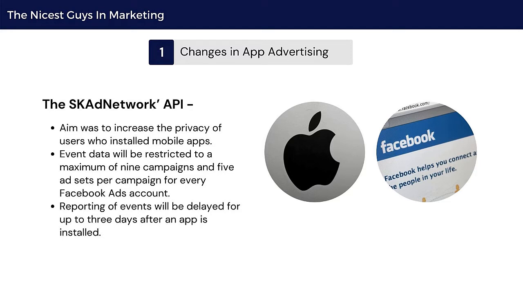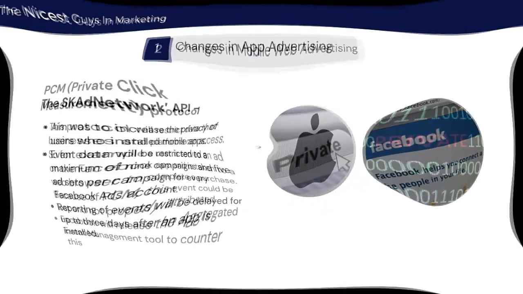Those of you who are running larger campaigns will have to think about how many campaigns you can pull event data from. And the key point is that reporting of events will be delayed for up to 3 days after an app is installed. So many advertisers may well see a sharp drop in conversions or data which may be attributed to this. So it's something that you should know and think about.